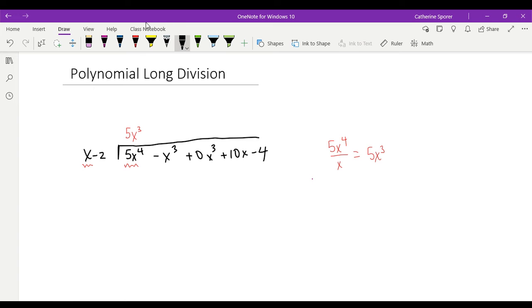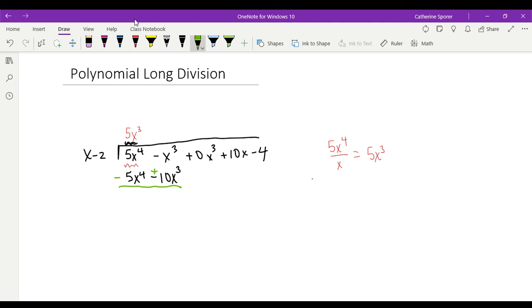Now we're going to multiply everything on the outside by that new term that's written on the top of the division. So x times 5x to the third is 5x to the fourth. And then negative 2 times 5x to the third is negative 10x to the third. So we've multiplied by that term, and now we're going to subtract what's written in row 2. So that means changing the signs of both of these pieces.